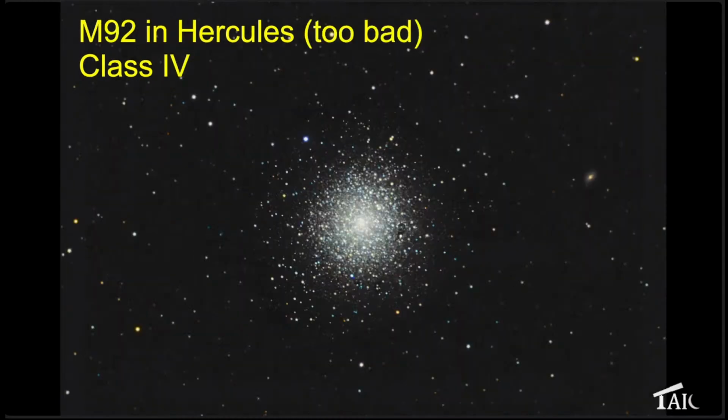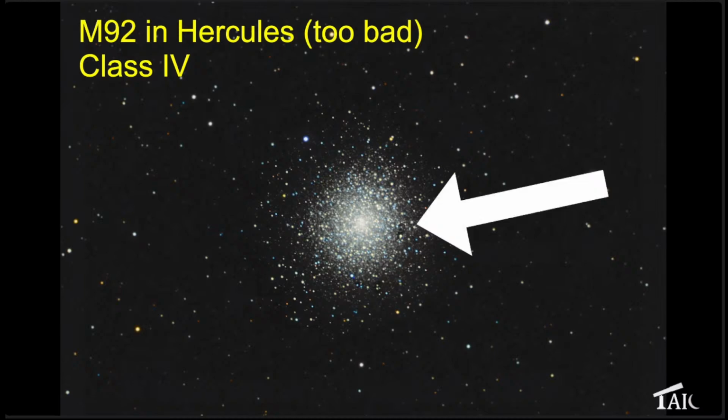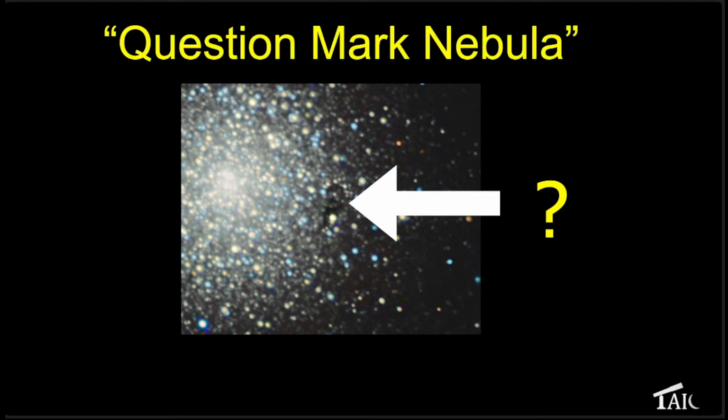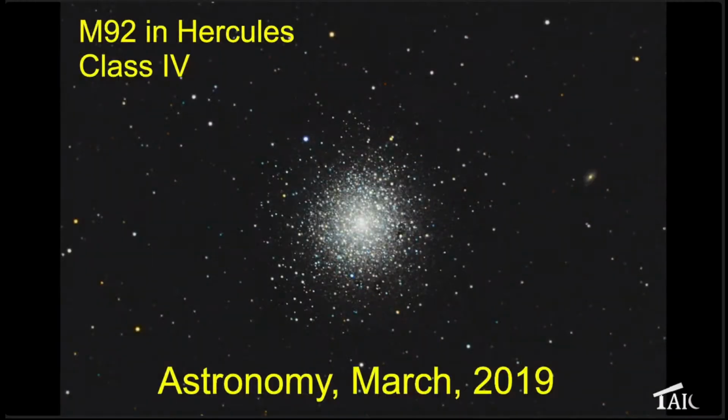This is M92 in Hercules, and I say too bad because everybody looks at M13 in Hercules, and few people bother to shift their telescope a short distance to gaze upon M92. It's a class 4 globular cluster, so it's just barely holding on to this dense, unresolvable core here. But what I want to point out is this object off to the left, or right at the 3 o'clock position. And if we zoom in, I thought that looked like a question mark without a period. So I dubbed this the question mark nebula within M92. And that got this published in the March 2019 issue of Astronomy.